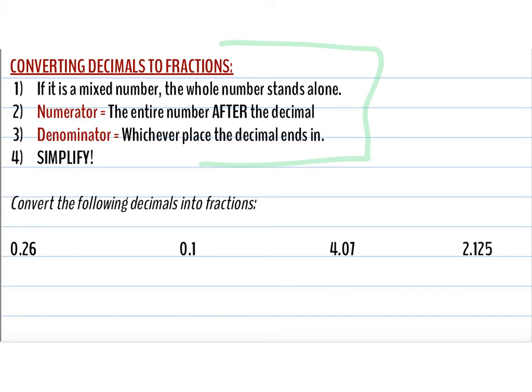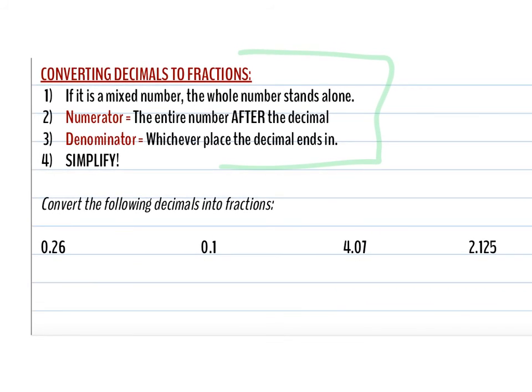So let's try it with these examples here. So the first one, if I read that, 26 hundredths, well, 26 on the top. Sorry, let me not use a highlighter. 26 hundredths, since it ends in the hundredths place, that's our denominator. Now to simplify, we're looking for numbers that they can both be divided by. They are both divisible by 2. 26 divided by 2 is 13, and 100 divided by 2 is 50. I don't think that they can simplify, so our answer, 13/50.